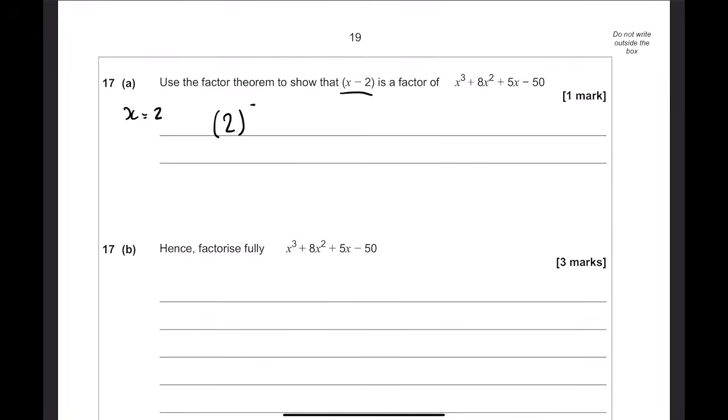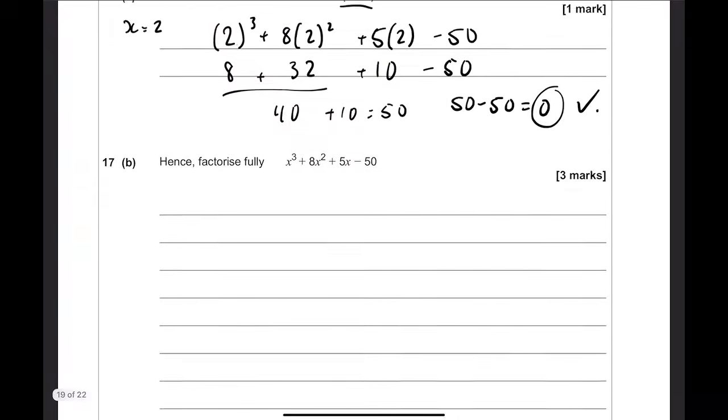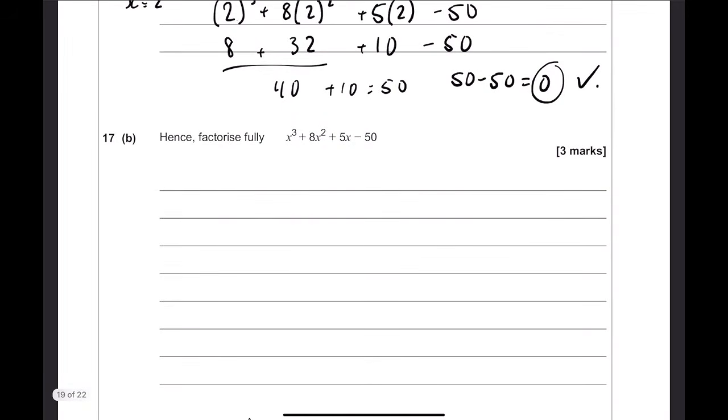So 2 cubed plus 8 times 2 squared plus 5 lots of 2 minus 50 should equal 0, but obviously we have to work that out. So 8 plus 32 plus 10 minus 50, that equals 40. Plus 10 we get 50, and then 50 minus 50 equals 0, so therefore it's a factor. Hence, factorise fully this value here.